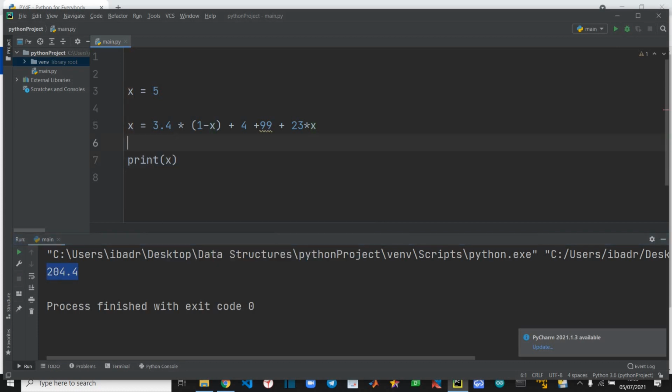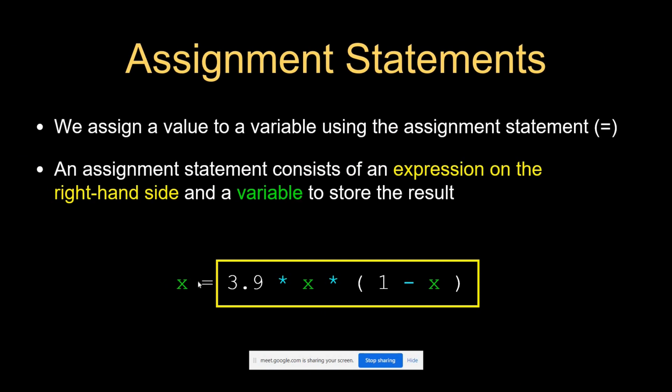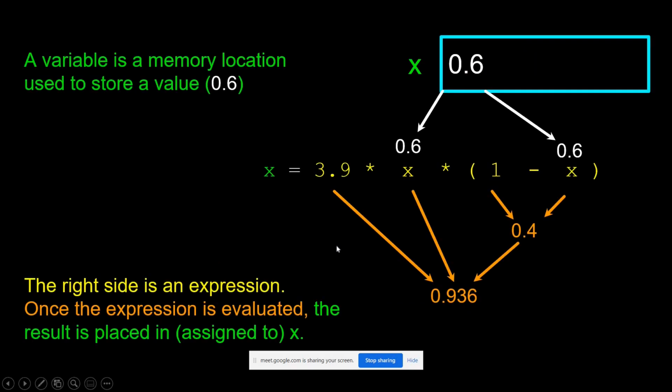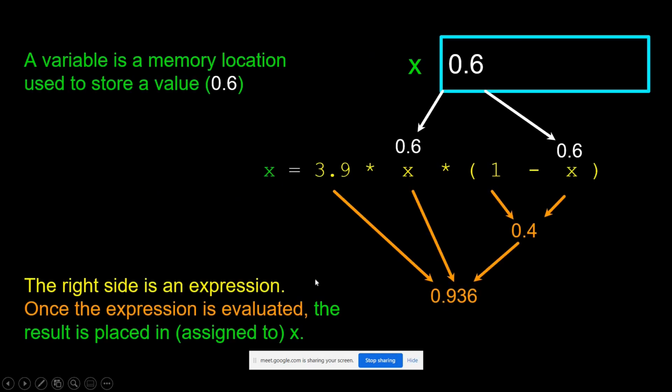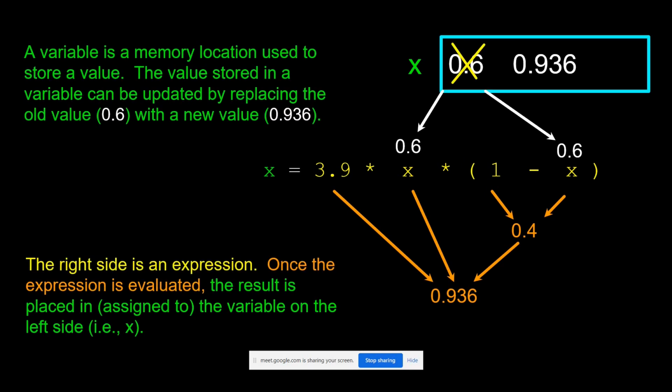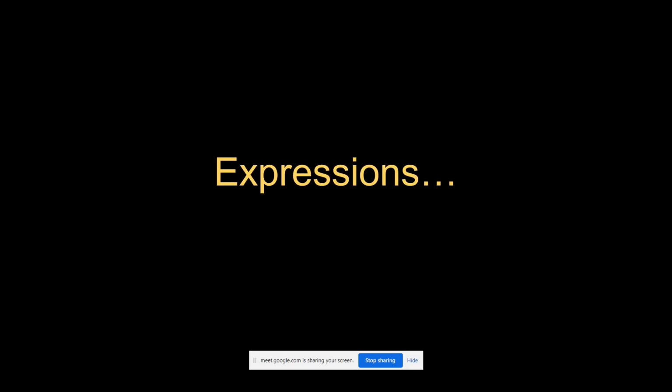This is the value. So the right hand side is the expression, and it is being assigned to the left hand side. It is stored in the memory, and the memory will be updated. First the whole right hand side is calculated, then it will be updated in the x variable. The right hand side is the expression. Once the expression is evaluated, the result is placed and updated.